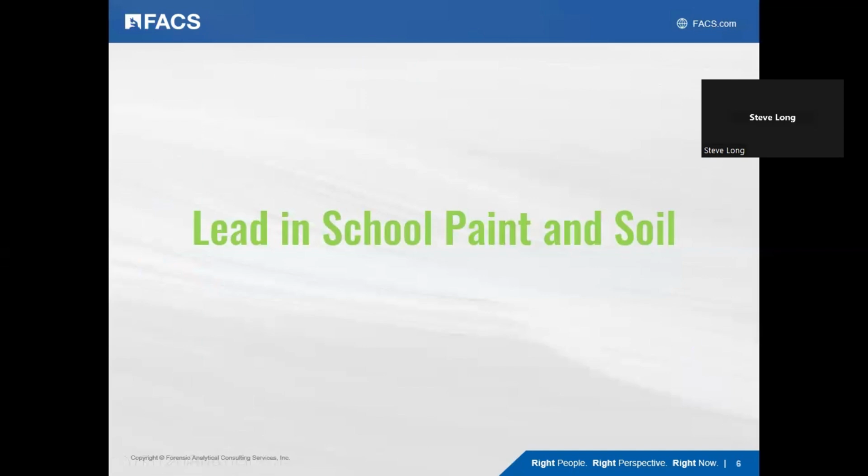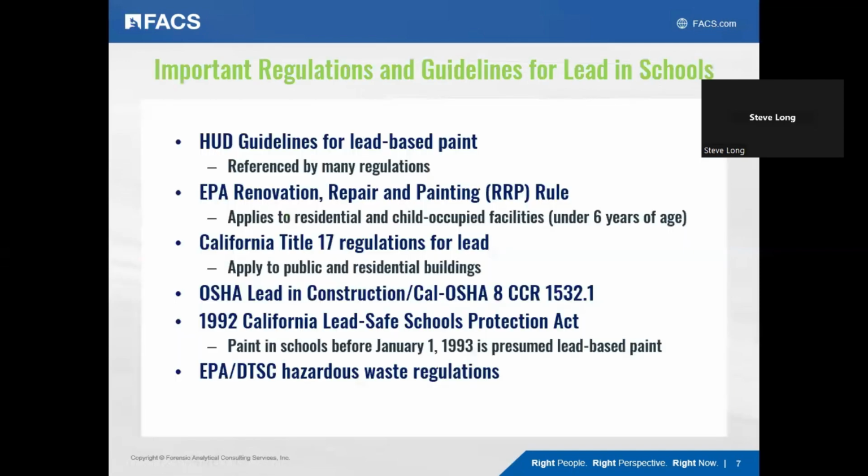So let's talk about lead in school paint and in soil. There is a regulatory environment that's designed to prevent exposure to lead for children, and that starts with the HUD guidelines. This is a book created by the Federal Housing and Urban Development Department. It's kind of a how-to for controlling lead-based paint exposures and also for measurement. And it's referenced by many regulations incorporated by reference.